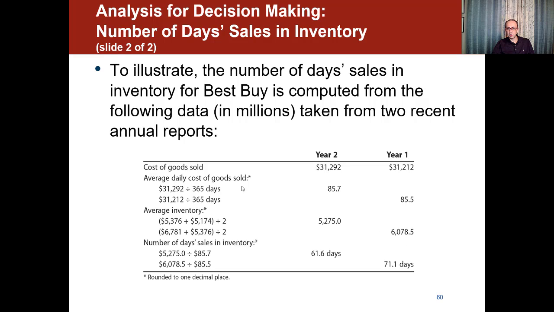Then we need to get the average daily cost of goods sold. We just get the cost of goods sold divided by 365, and we get 85 million and 85.5 million. So you see the values are very close. To calculate the number of days sales in inventory, we get the average inventory and divide it by average daily cost of goods sold. You can see in year 1, it took about 71.1 days to sell the entire inventory and replace it. In year 2, it took 61.6. So we see some improvement between year 1 and year 2 when it comes to the number of days it takes to sell the entire inventory.